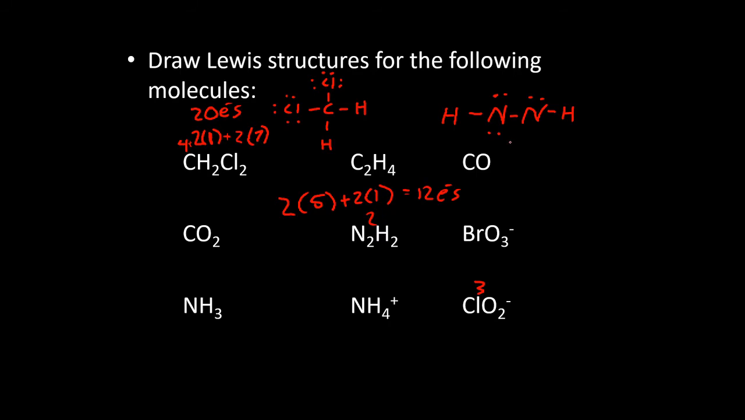So if we start looking at what we have so far, does everything that wants an octet have an octet? No. This nitrogen does not. This one does, this one has 8, but this one does not. And so if we ran out of electrons, not everything has an octet. We need to think about moving a lone pair to make a bond so that we can get everything an octet. So if, for example, we take these 2 electrons and we move them down here so that we have a double bond here.